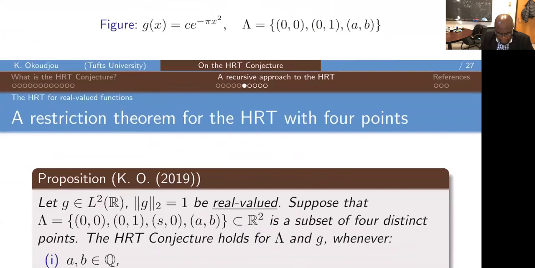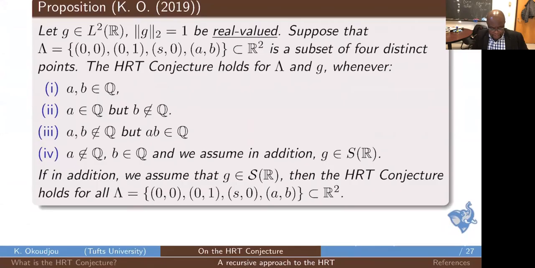What I would like to end with is to combine this approach with some of the results by Demeter to prove the HRT conjecture for some special case of 4 points. But not only that, when I made the reduction, the function is real valued.